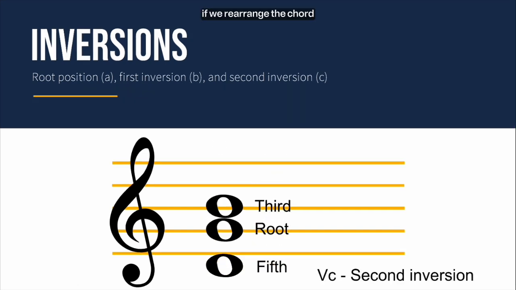If we rearrange the chord again in a way that the fifth of the chord is at the bass, the chord is now in its second inversion as chord 5C. We now have a fourth between D and G and a third between G and B. In other words, if the lowest note is the fifth of the chord, we have a second inversion chord.